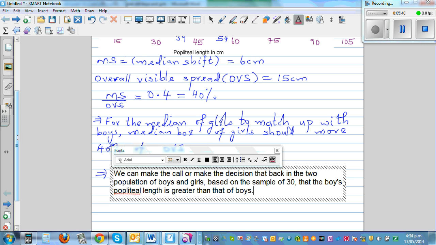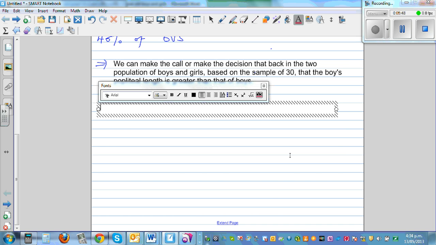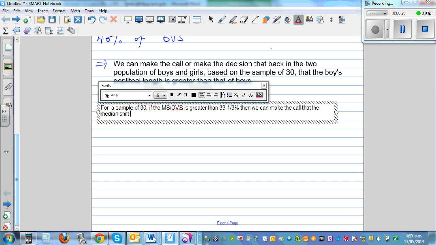Now, what's the rule of thumb? This is again a rule that you need to remember. It's good to remember this rule, which will not be given. For a sample of 30, if the median shift divided by the overall visible spread is greater than 33 and 1/3%, then we can make the call that the median shift is big enough to make the call.